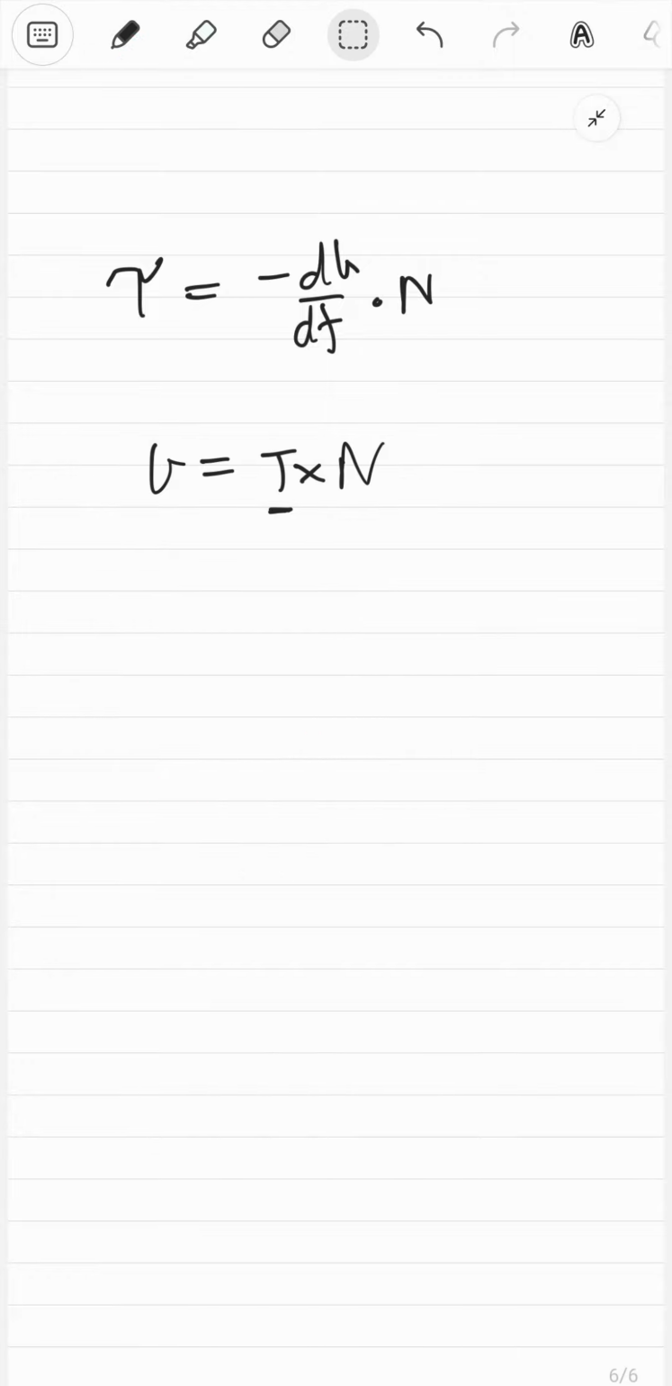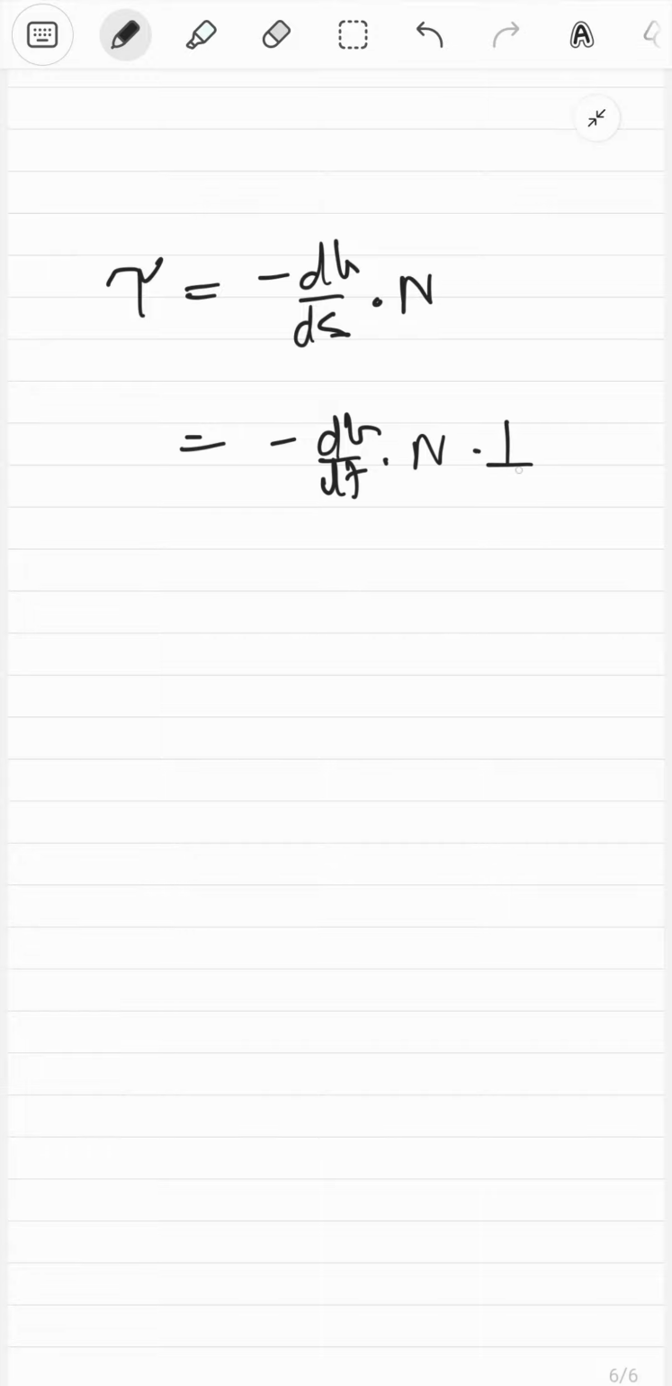So dB by ds, where s is the arc length. One can rewrite this as negative dB by dt dot n, and then divided by ds by dt, which one can write as 1 upon v. So this is a dot product, this is a scalar multiplication.